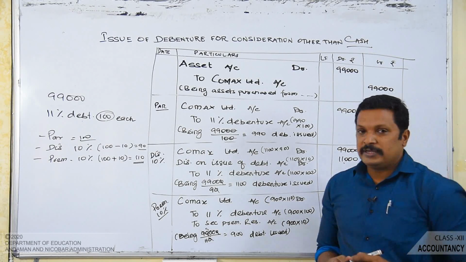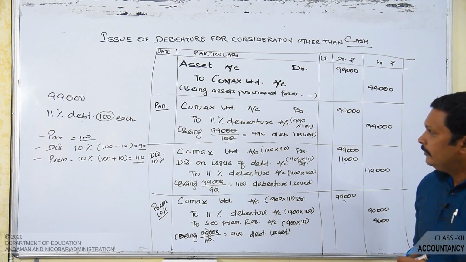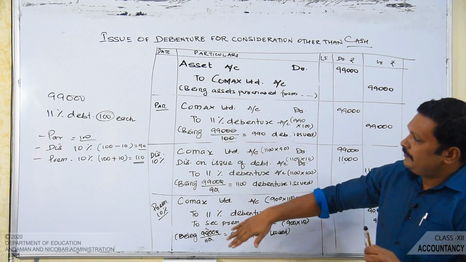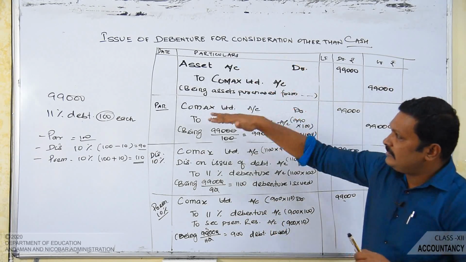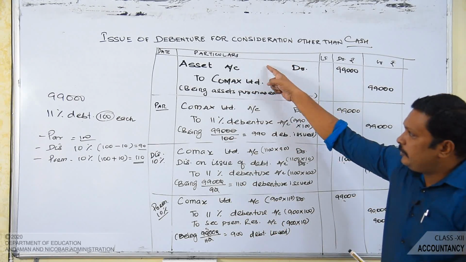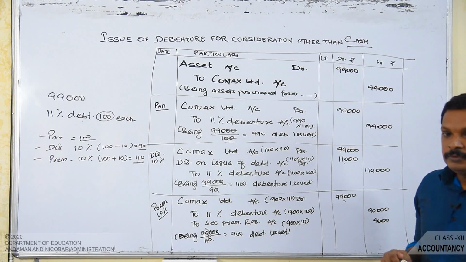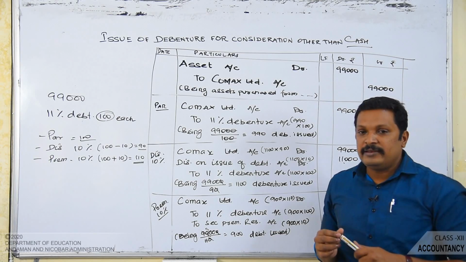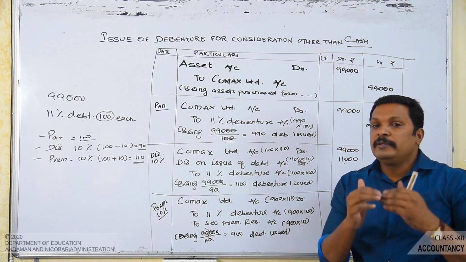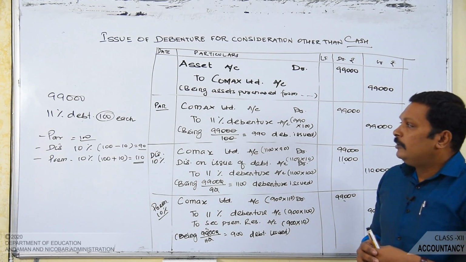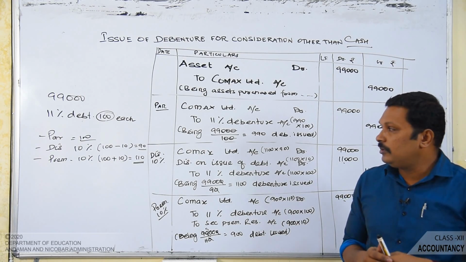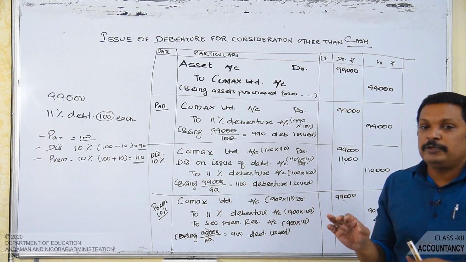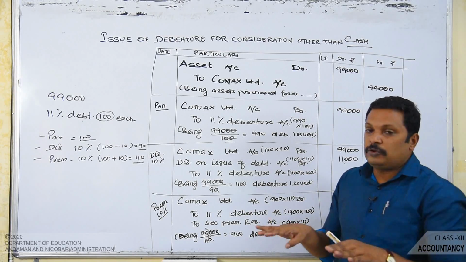Alright. So once again I repeat the entry. In this problem, we solved a problem with 3 cases. First of all, we purchase the asset. So the entry is asset account debit to Comax Limited account. The cost of the asset is 99,000, we already wrote that. After that, we issue debentures to Comax Limited. So now Comax Limited will be the debenture holder. So the entry is Comax Limited account debit to 11% debenture, because we are issuing at par. So there is no discount or premium.